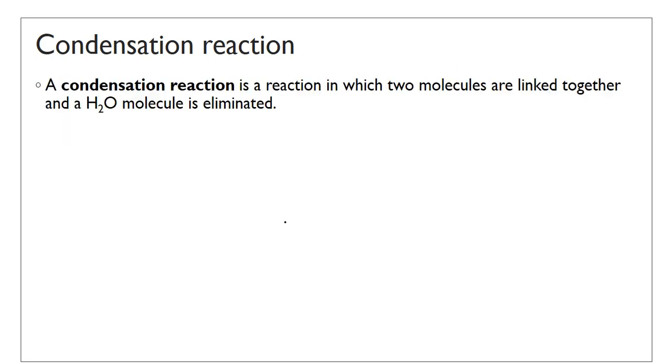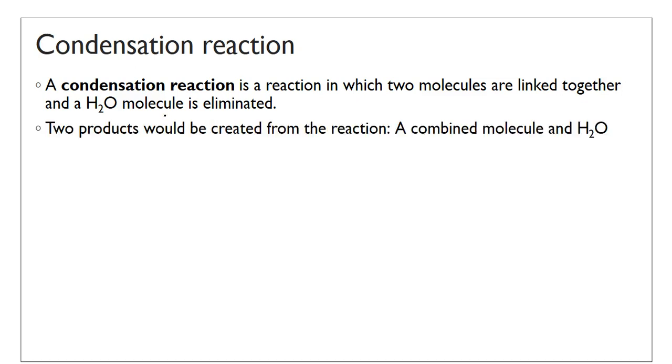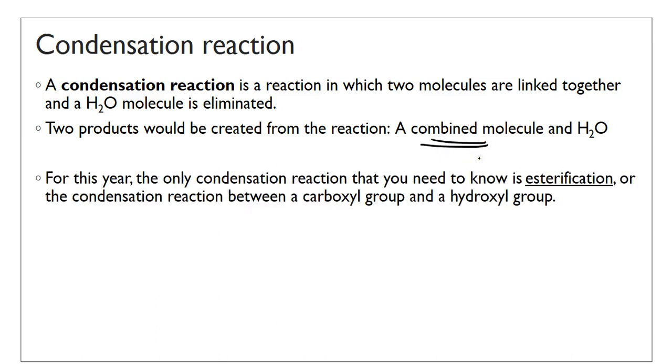Okay, anyway. So a condensation reaction is a reaction in which two molecules are linked together and a H2O molecule is eliminated. So I think essentially if you can find where the H2O comes from, that's already 75% of the reaction, and then you just combine whatever's left. Two products will be created from the reaction. You're going to combine the residue of the two reactants, as well as you're going to get a H2O.